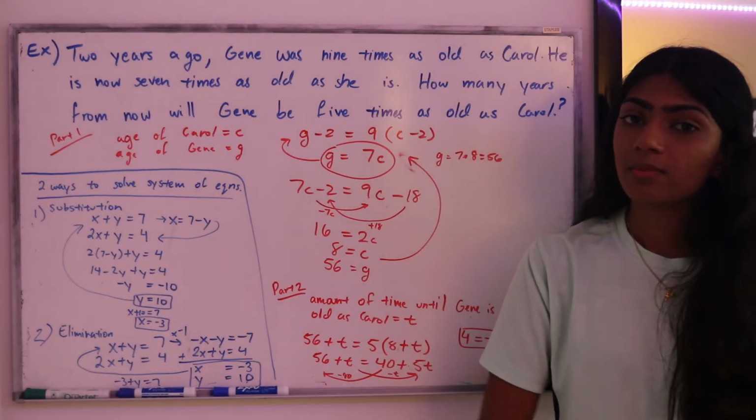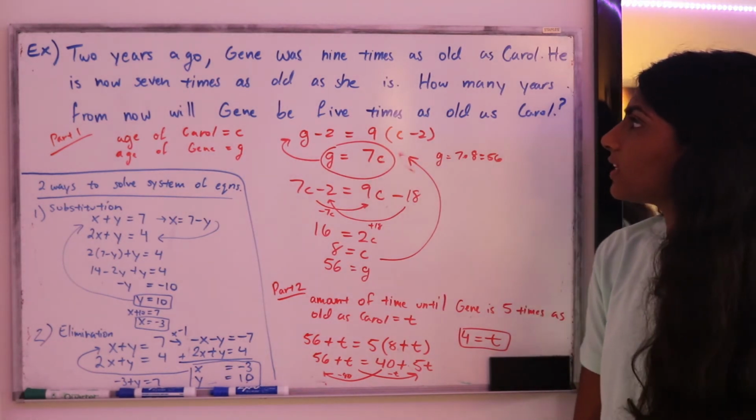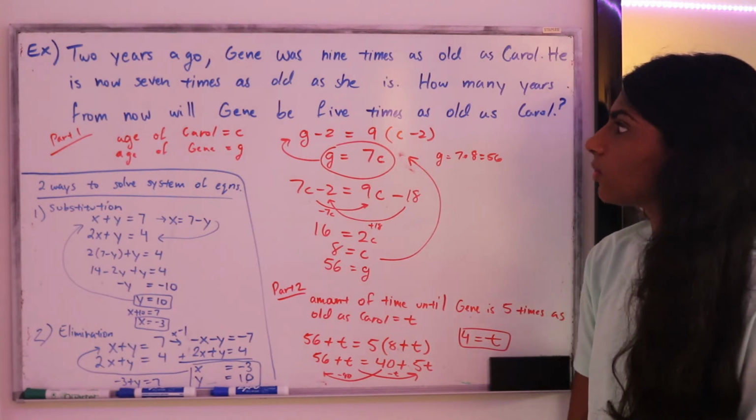Okay, so now let's apply our knowledge using an example. So 2 years ago, Jean was 9 times as old as Carol. He is now 7 times as old as she is.